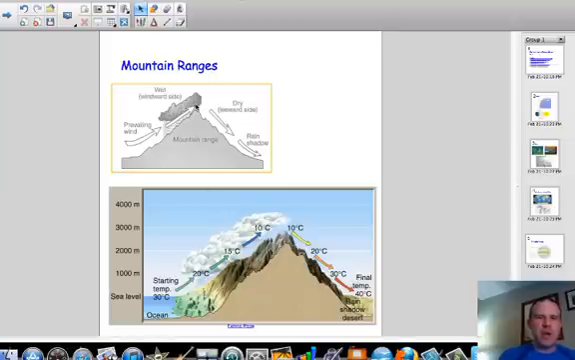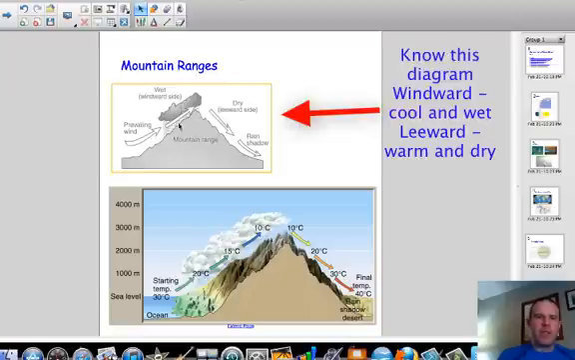Up on top, you have a picture that's very similar to one from a Regents exam. Prevailing winds. The windward side of the mountain is more wet. The leeward side of a mountain is drier. Sometimes they say it's desert-like in that particular area.